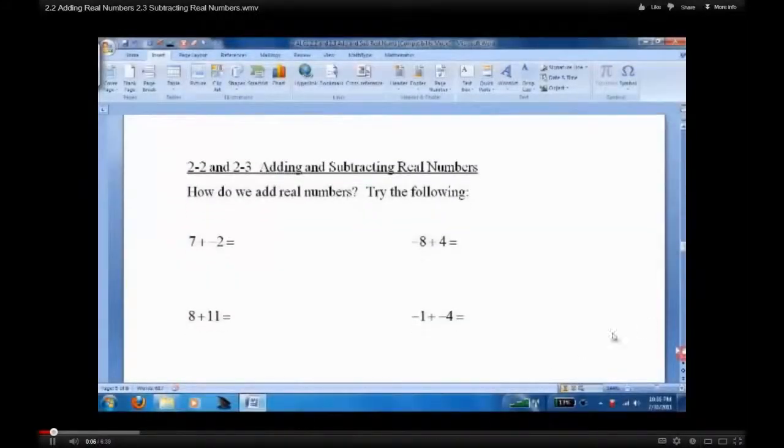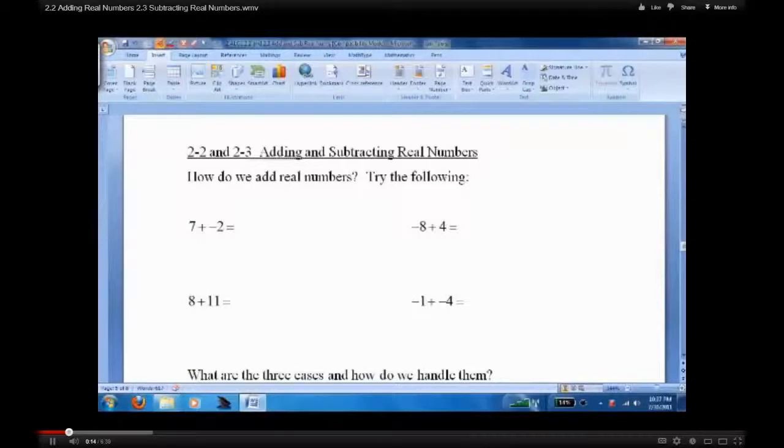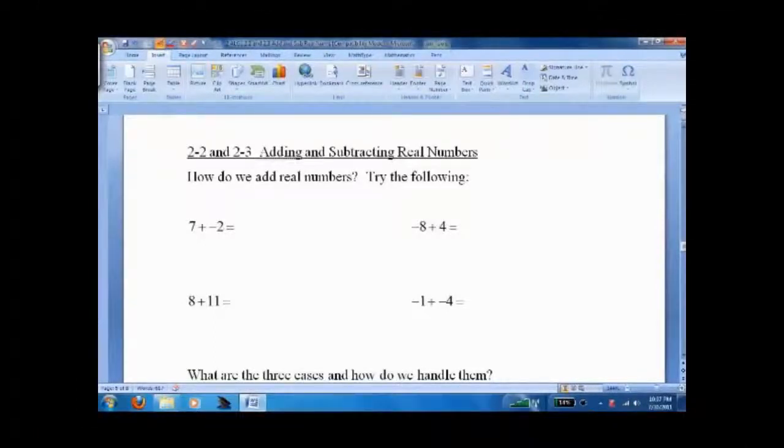Alright, today's lesson on how to add and subtract real numbers. We're really just going to do adding, and you'll see subtracting will be pretty much the same thing. So, 7 plus negative 2. Well, one's positive, one of them's negative, so we're going to subtract them. 7 minus 2 is 5, and we're going to keep the sign of the bigger one. In this case, the positive sign.